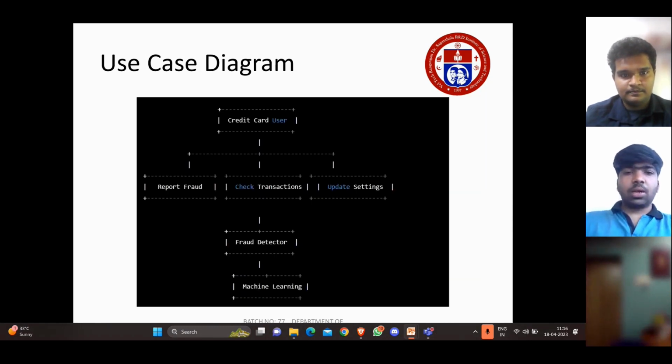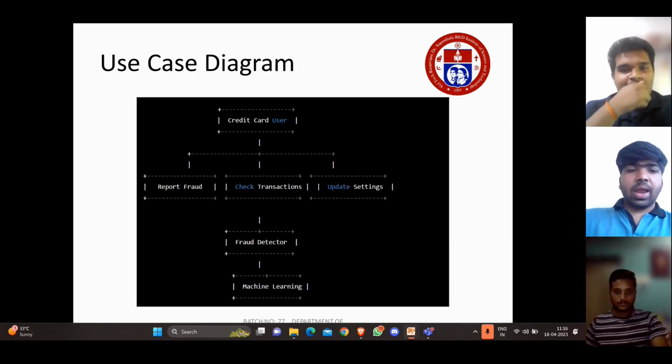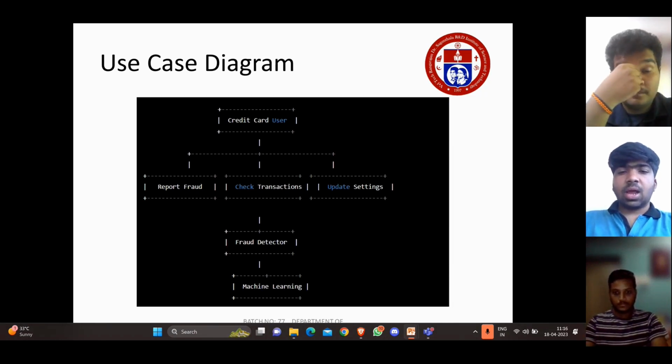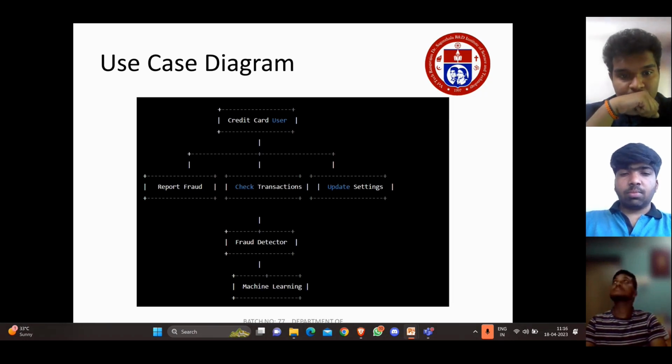Is the use case diagram. In the use case diagram, the user is the credit card user, who can report fraud, check transactions, and update settings. In check transactions, a fraud detector using machine learning is involved. And the next one.